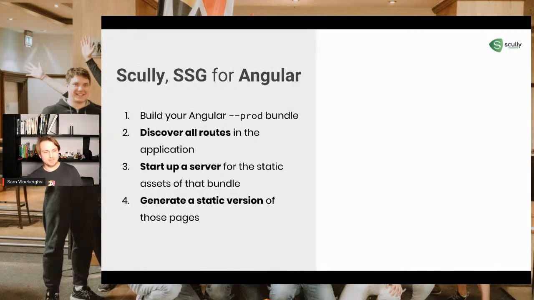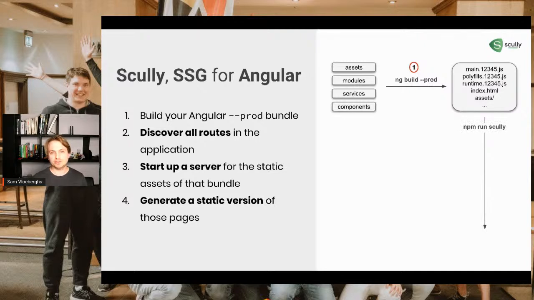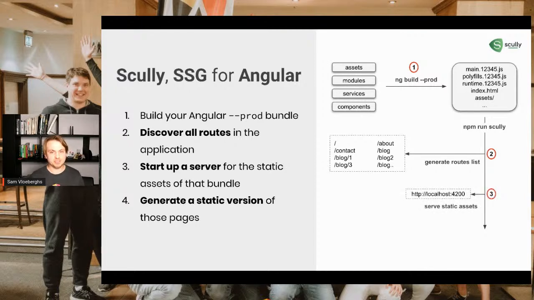So how does it work? Again, a quick recap, because of course repetition makes you remember it better. First, we need to build our Angular application, preferably using the production flag for an optimized build. And then as soon as we run Scully, using npm run scully, the route discovery process will start. This process will generate a full list of the pages to pre-render and output this as an easy-to-read and understandable JSON file.